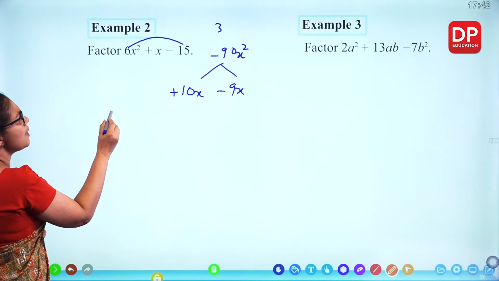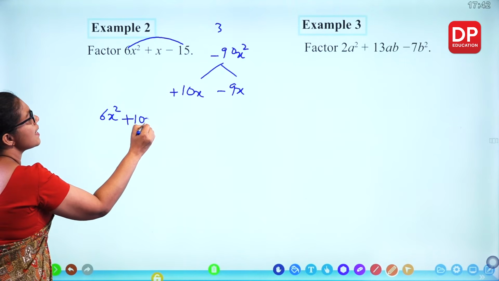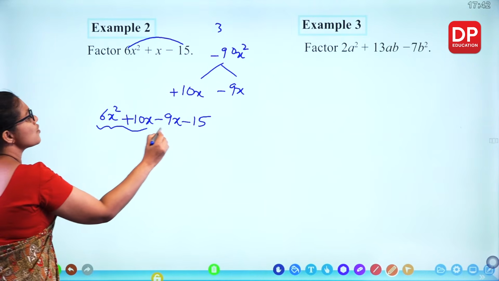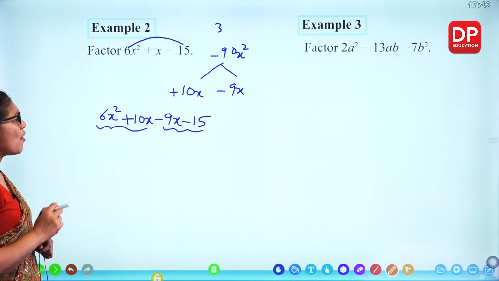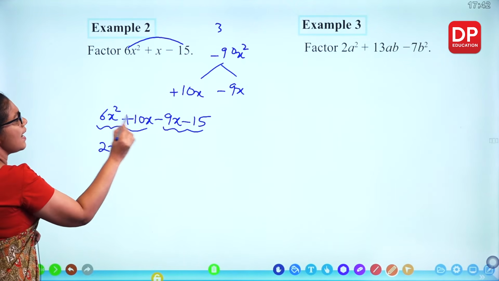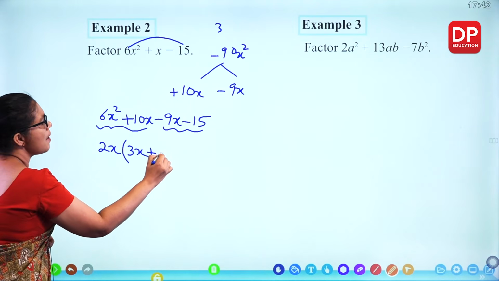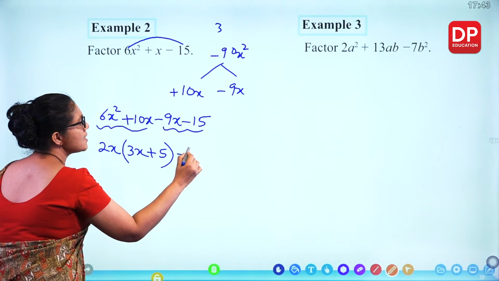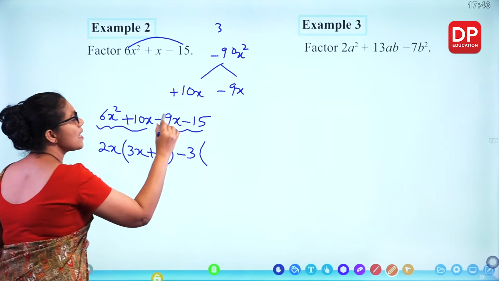So split the middle term. You can write the first term as 6x squared plus 10x minus 9x minus 15. Take the first two and last two separately. We can take what's common for 6 and 10. I can take 2 out, and x from this. So what's remaining? 3x remaining here plus 5. For 9 and 15, what's common? You can take minus 3 out. So when you take minus 3, what's remaining?